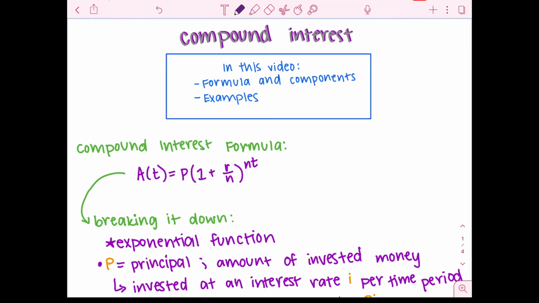And then at the end of this video, we're going to be doing two examples to help utilize this formula. So stick around if you want some practice.